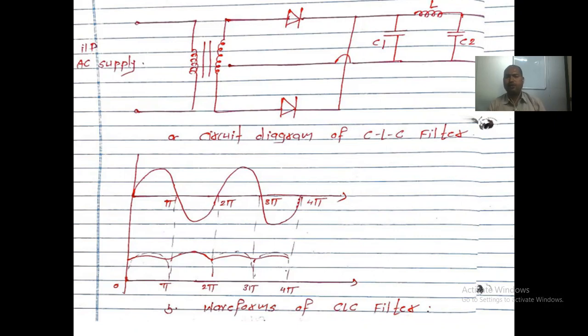Okay, any problem related to the pi filter, please tell me. Anything you don't know or have not understood, please tell me. Or any difference between CLC and the others, or any question related to this type of filter, please tell me.